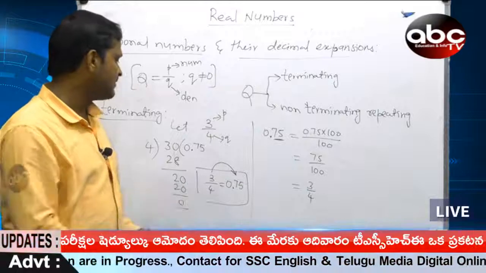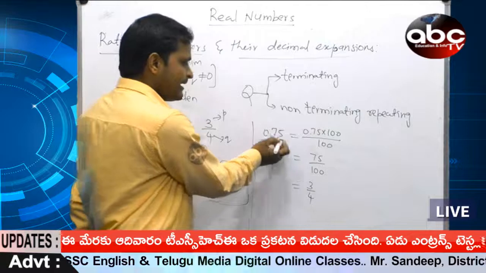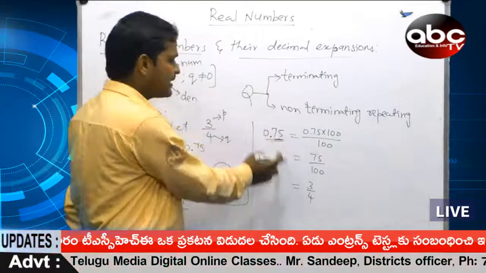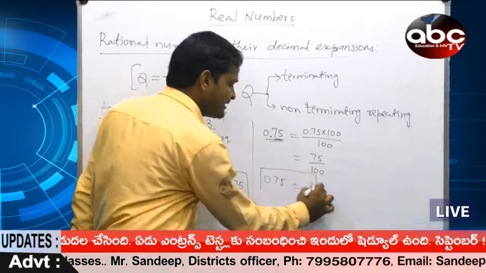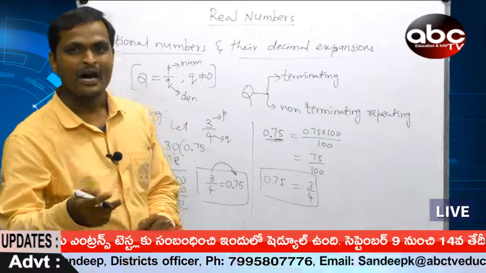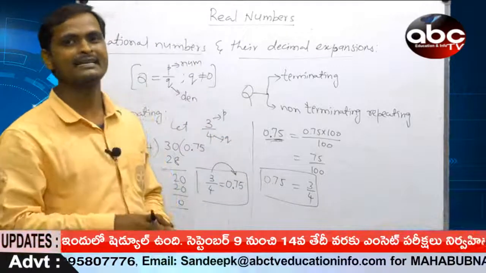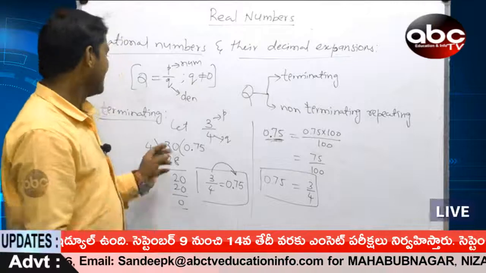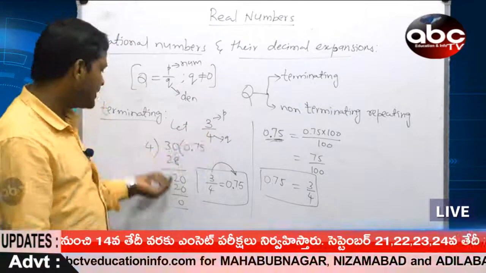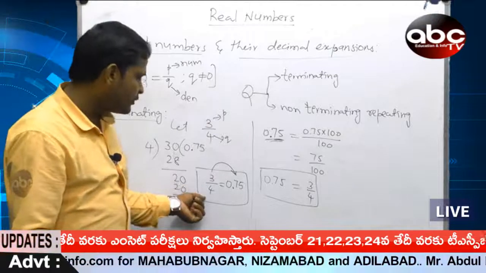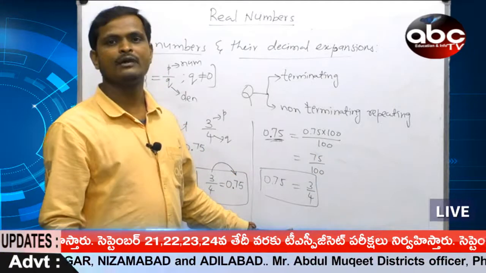Then what is the decimal value? 3 by 4, decimal value 0.75. Decimal 0.75, what is the P by Q value? 3 by 4. Now you know how to convert rational to decimal and decimal to rational. Is it clear students? See here, a decimal has a P by Q value, that means rational value. Then by using division, 3 by 4, we get the decimal value. Here with the decimal we get the P by Q value.